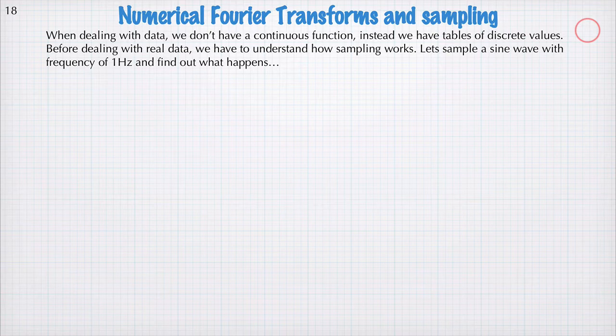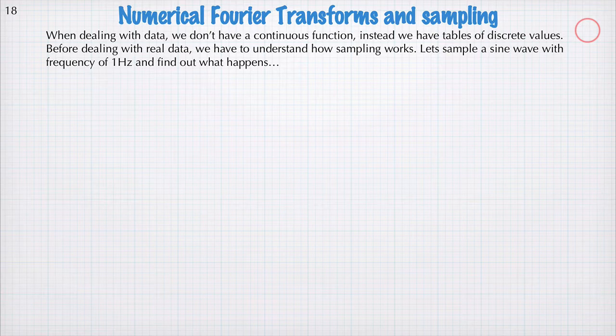But sometimes you have a pile of numerical data, and it's a table of data. You can plot it in the time domain or in the spatial domain, but you might want to know what its frequency components are. In other words, you might want to take a Fourier transform of some data. And that means taking a Fourier transform numerically.